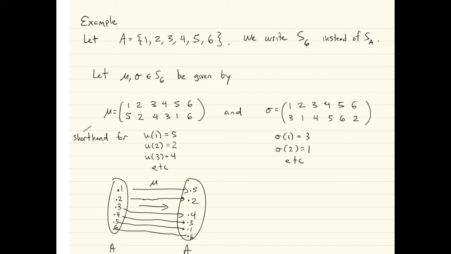So, in other words, mu of 1 is 5, mu of 2 is 2, mu of 3 is 4. In terms of a picture, here's 1, 2, 3, 4, 5, 6, and then instead of labeling here 1, 2, 3, 4, 5, 6, I've jumbled up the order. But mu sends 1 to 5, 2 to 2, 3 to 4. Now in my picture, 3 to 4, and 4 to 3, and so on.